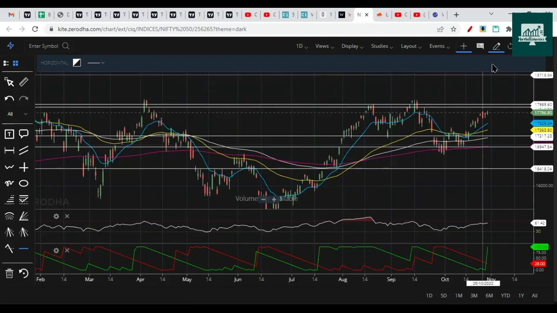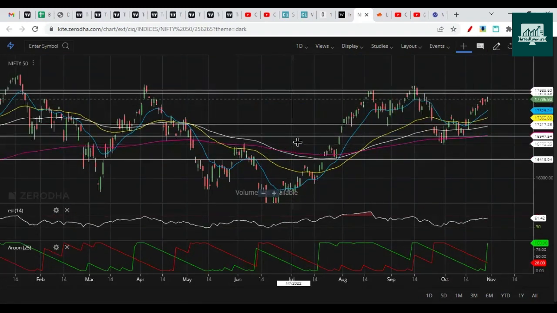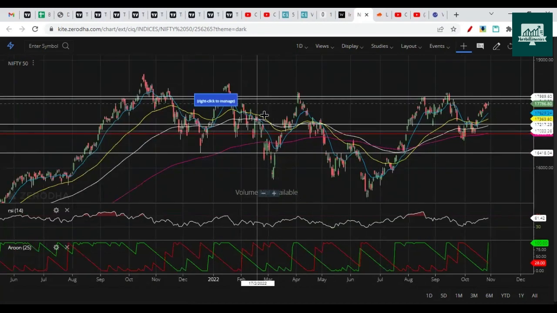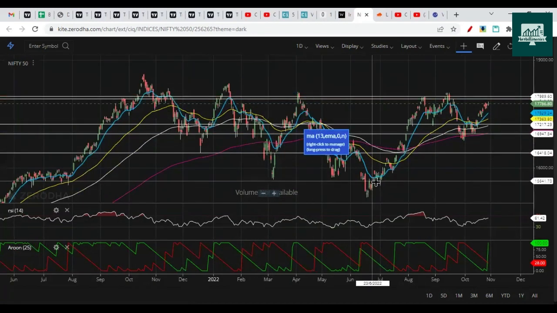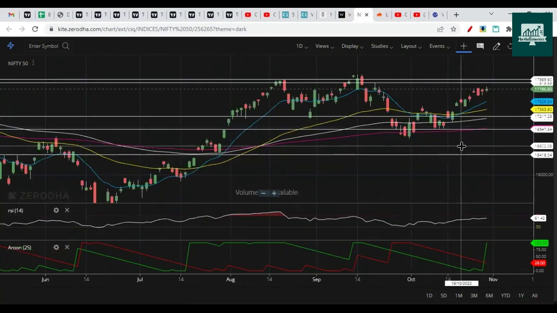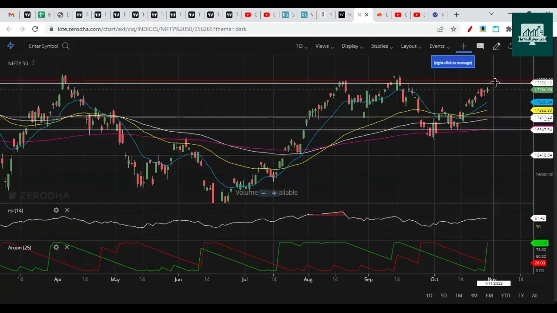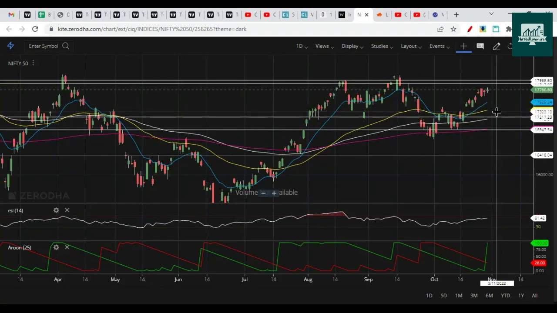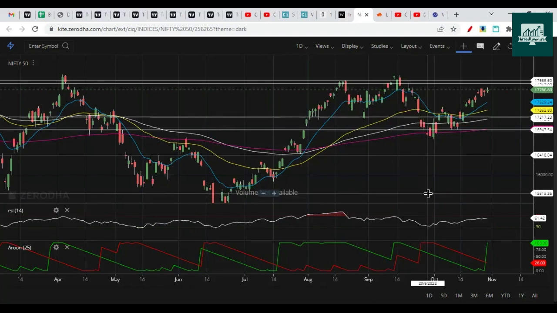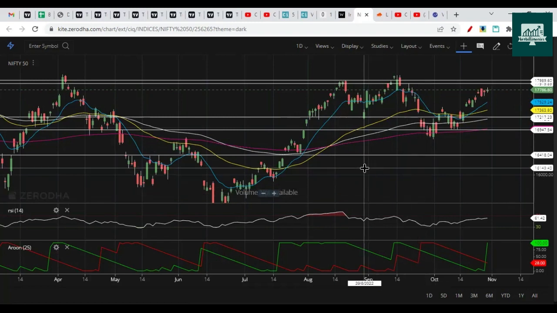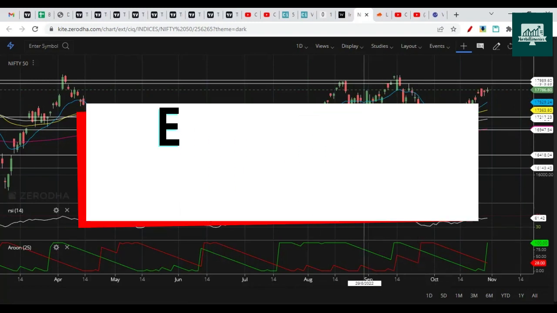18,000 is anyway a psychological level. It has acted many times as a resistance and we dropped many times from that. It didn't sustain for a longer period above this. So there is a chance that our analysis could play out and we could touch 18,000 but will not sustain above it and then start the sharp drop. So this was the basis of indicator based analysis, but indicators are telling you everything is bullish. Now the next part is Elliott Wave analysis.